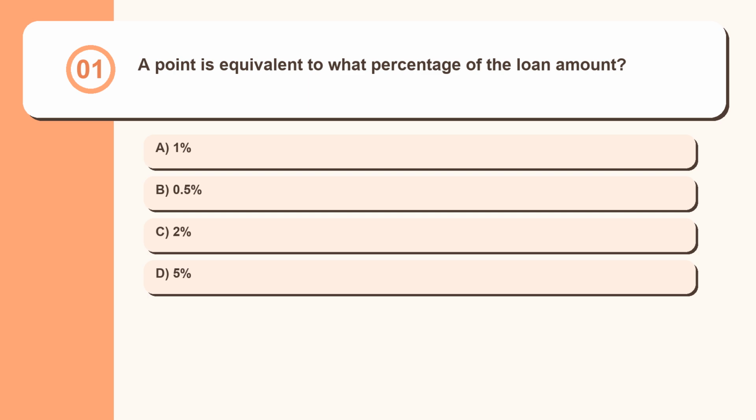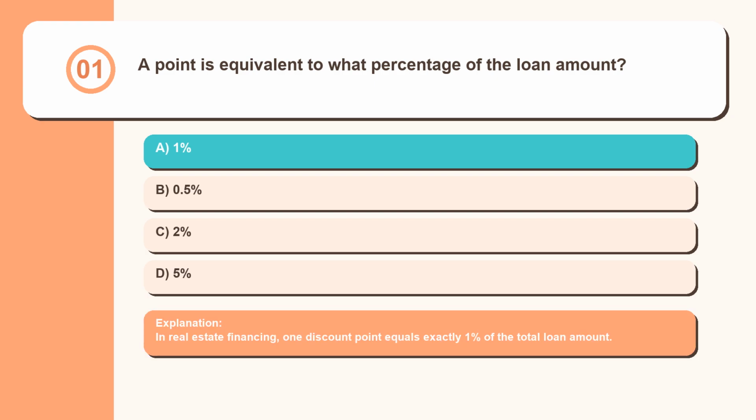Question 1. A point is equivalent to what percentage of the loan amount? 1%, 0.5%, 2%, 5%. In real estate financing, one discount point equals exactly 1% of the total loan amount.